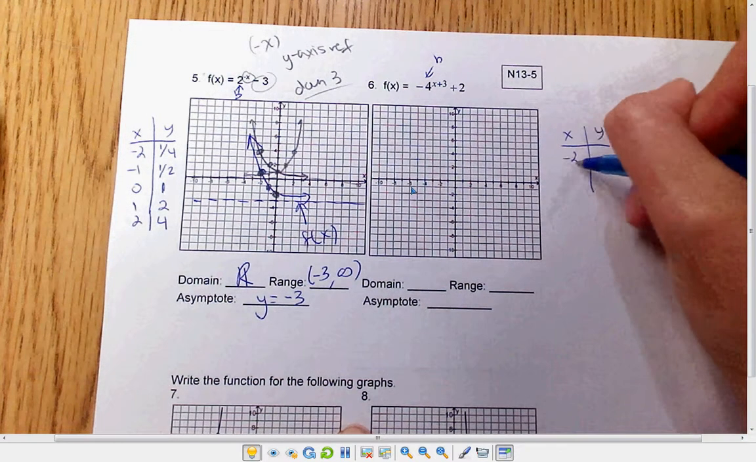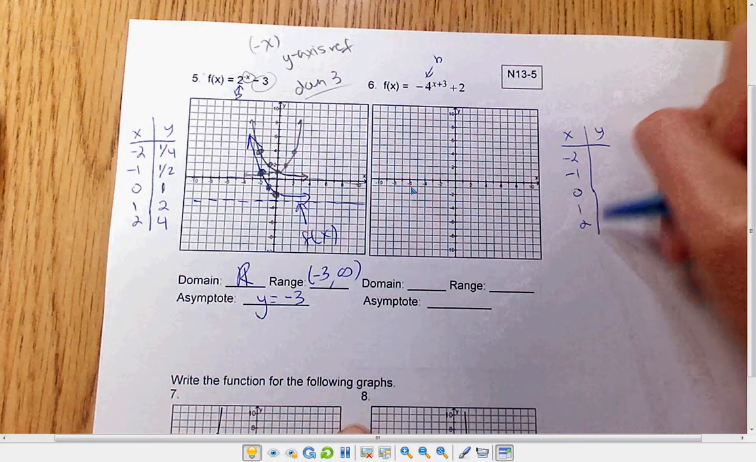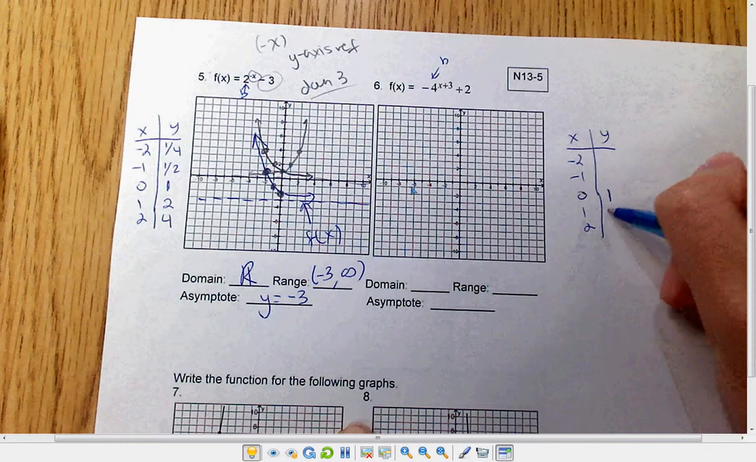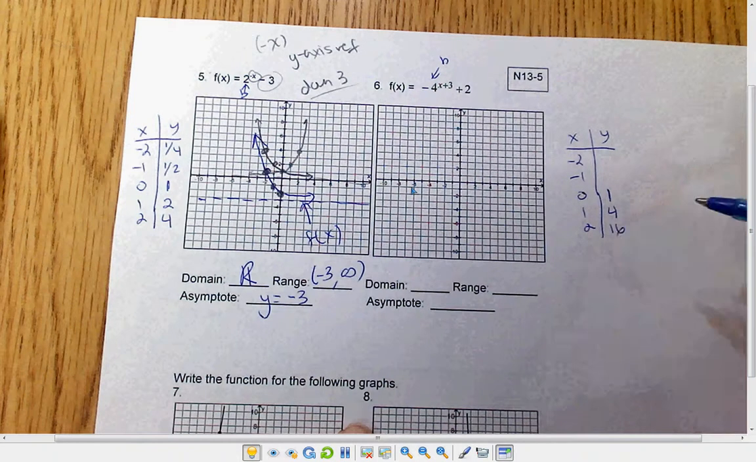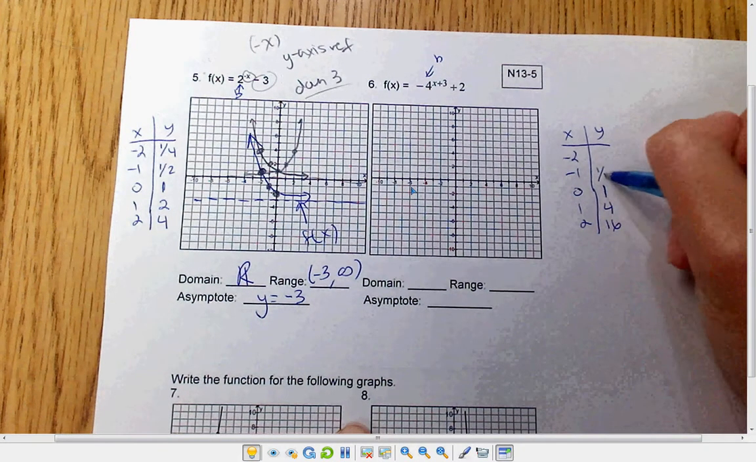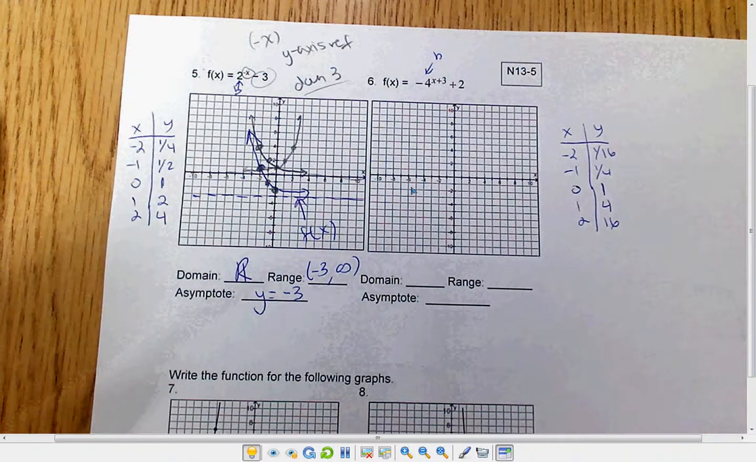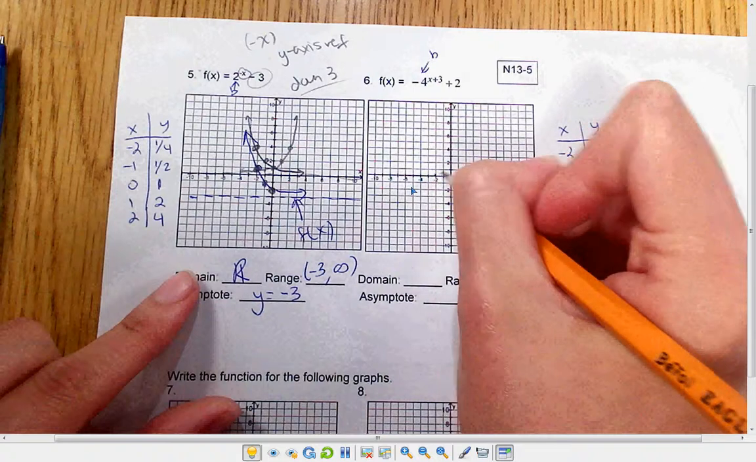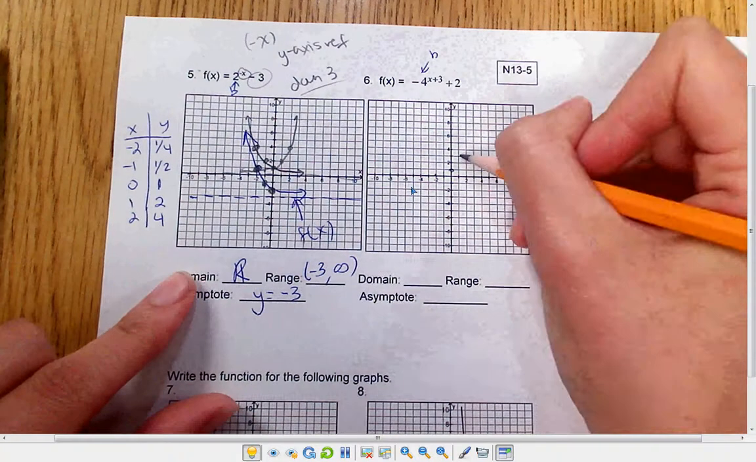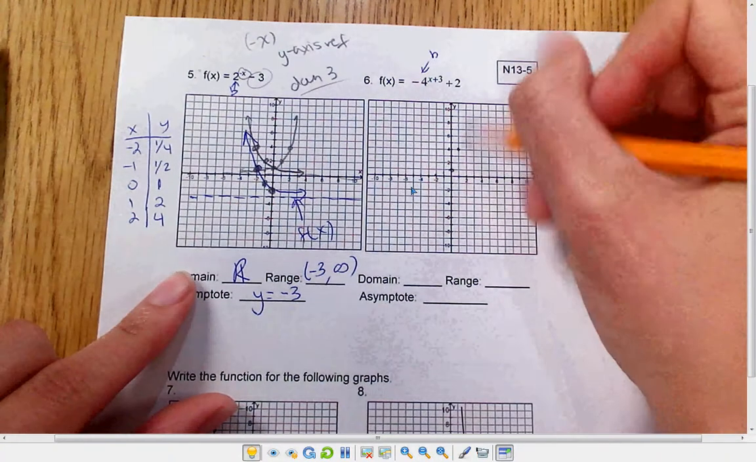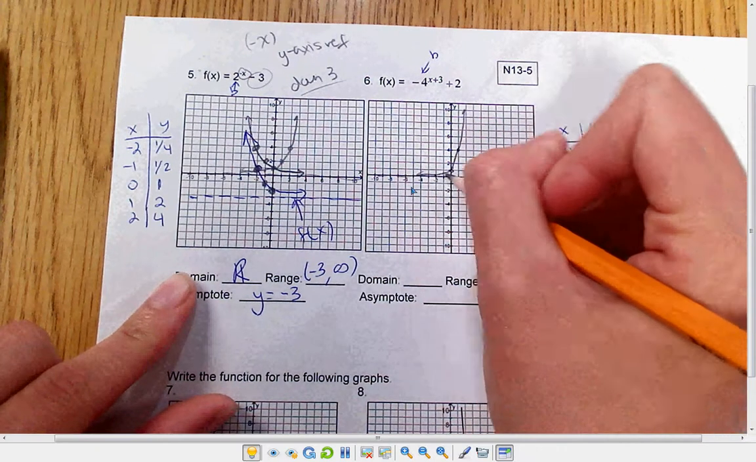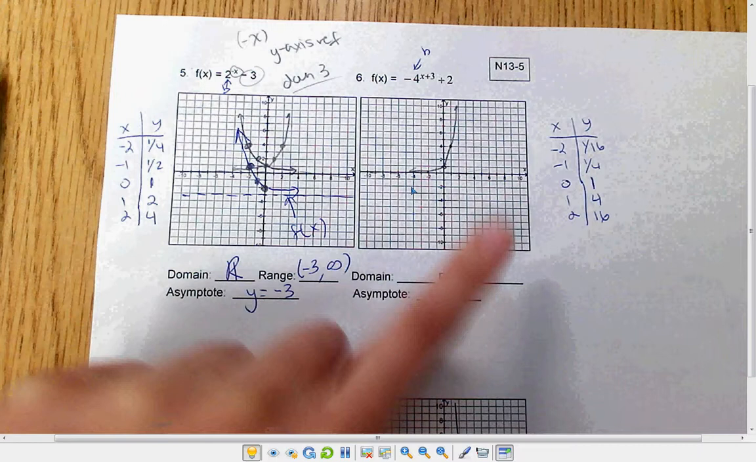So for my parent function, again, anything to the 0 power is always 1, so this is 1. 4 to the first power is 4. 4 squared is 16. If we go to the negative exponents, that's 1 over 4, 1 over 16. So this is my parent function. So fraction, 0, 1, 1, 4, 2, 16 is off the graph, so I actually can't see this one. So this is just going to approach my asymptote again. So here's my parent function.